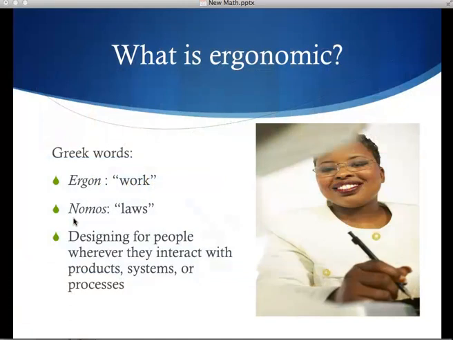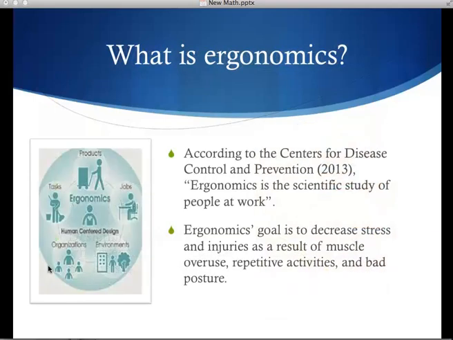What is ergonomics? The word ergonomics comes from the Greek words ergon, meaning work, and nomos, meaning laws, work laws. It is designing for people wherever they interact with products, systems, or processes at work. According to the Centers for Disease Control and Prevention, ergonomics is a scientific study of people at work. Ergonomics' goal is to decrease stress and injuries as a result of muscle overuse, repetitive activities, and bad posture.